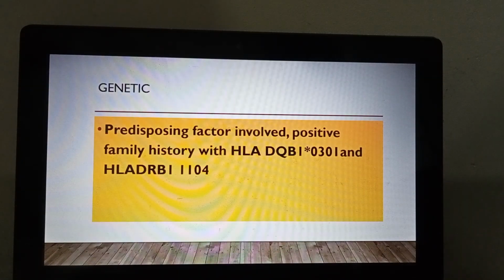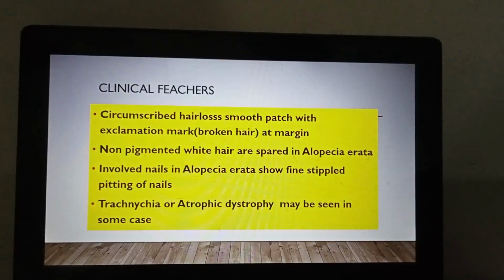Genetics. Genetic association has also been noticed. The predisposing factors are family history, which is really positive, with HLA DQB1*0301 and HLA DRB1*1104 genes having been seen.